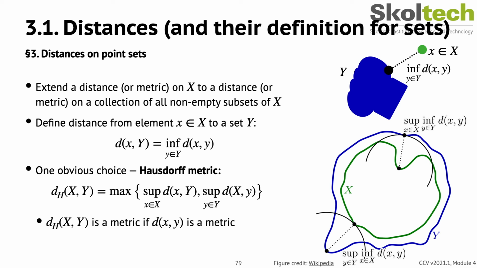Let's now consider the following question. How can a distance function on X be extended to a distance function or a metric on the collection of all non-empty subsets of X? Let's start with defining a distance from an element x from a set X to a set Y. Let us define it as a distance between the point x and its projection onto Y. That is the closest element to x that is available in Y, in terms of the original distance function.